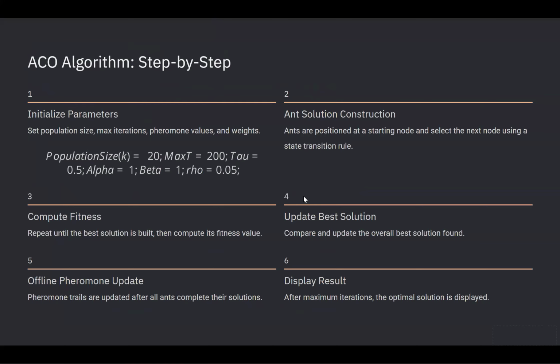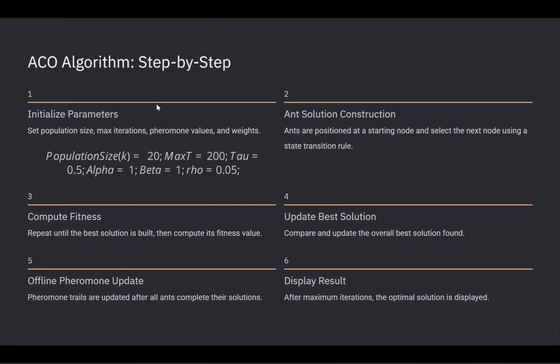ACO algorithm step by step. Here we have 6 steps. Here we model what real ants do into an algorithm. First we initialize the values, then ants build solutions, calculate results, update the best solution, update pheromones, and finally display the answer. So here you can see initialize parameters: we have population size, maximum iterations, and tau, alpha, beta, rho. Then we have ant solution construction, then compute fitness, then update best solution, offline pheromone update, and display result.